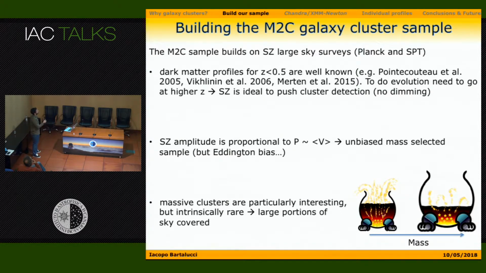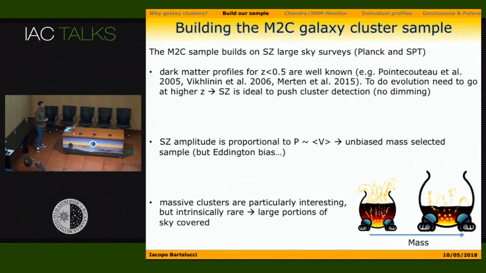out to very high redshift if we want to study the evolution. Now, we know that for redshift below 0.5, we have quite a good literature on that. So we have to push our analysis towards higher redshift, and in particular redshift 1 to redshift 0.5. So, as I said before, the SZ is really the best tool to go to higher redshift. And the SZ is very good because what we are measuring with SZ, as I said before, is the pressure.